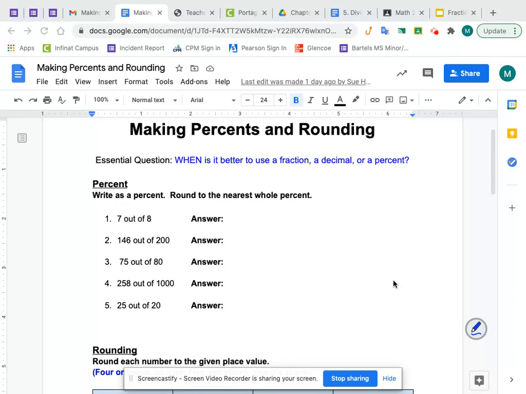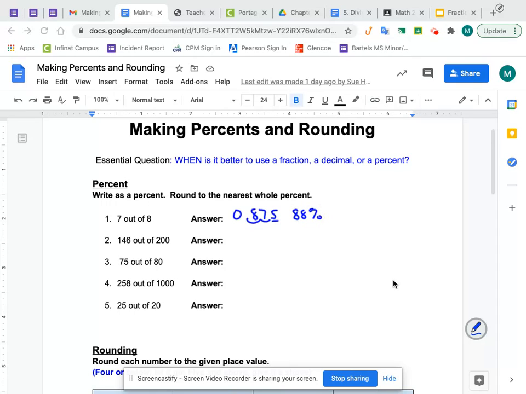I can type it into my calculator and I can end up getting 0.875, which then I know to make it into a percent, I need to move my decimal point 2 places to the right. So it would be 87.5%. But if I needed to round to the nearest whole percent, I look at my 5, that bumps 7 up to 8. So 88% would be my final answer.